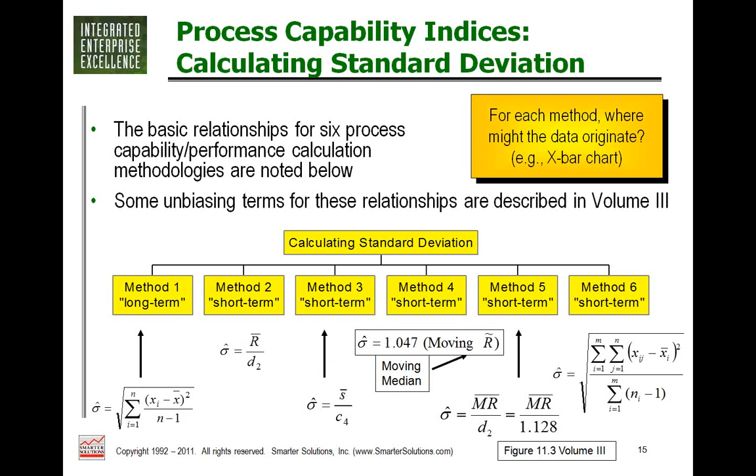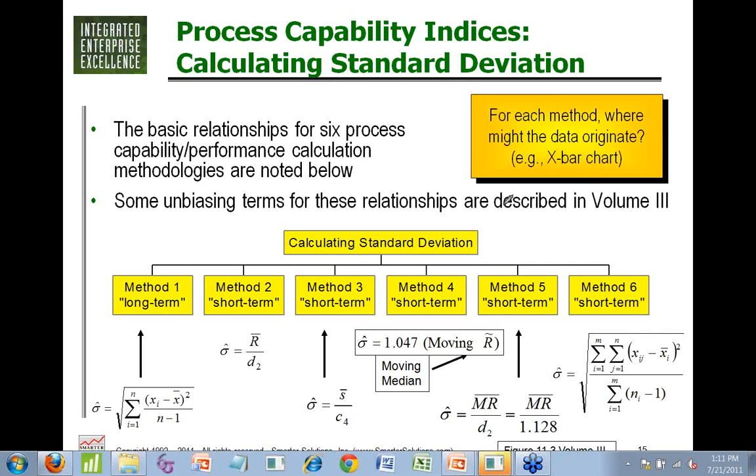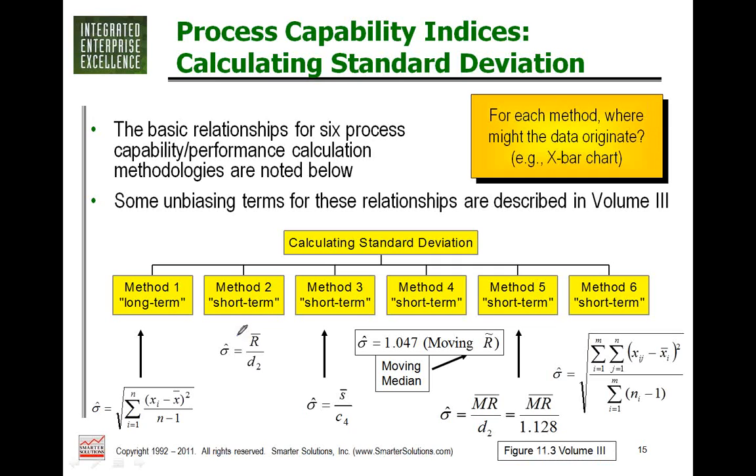Now, how are we going to calculate the variation, the standard deviation? Well, it depends upon how you collect the data. So if you've indicated over here, like here, this would be a calculation that you might have if you calculate short-term variation, and you're using an X bar and R chart. Here is if you've got an X bar and S chart. Over here is a different methodology, a different equation, if you're going to calculate it using an individuals control chart.